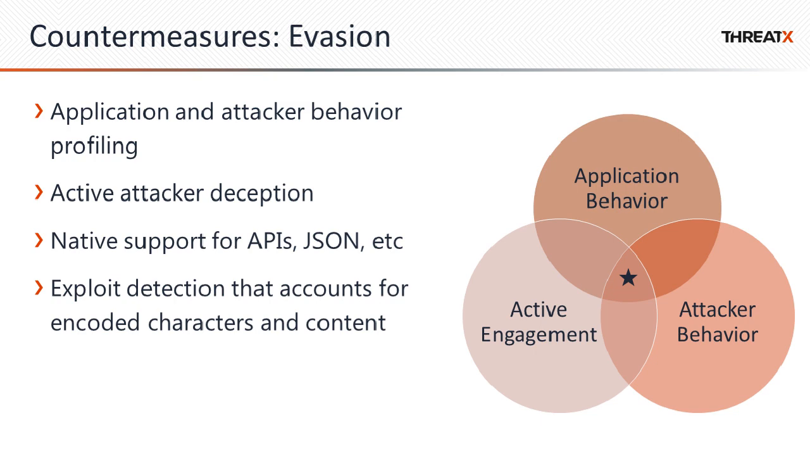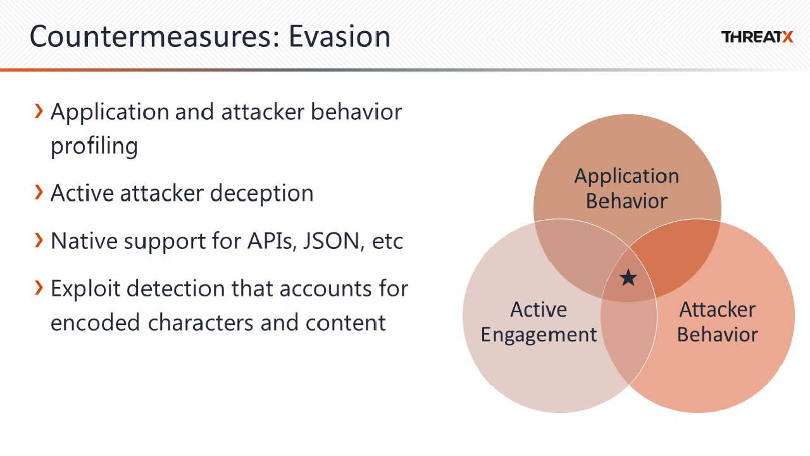So being able to fingerprint, deceive, tar pit, interrogate, and watch them as they're traversing different IP addresses. All these things together will give you comprehensive countermeasures for these types of things. And again, also having native support for APIs, whether it's JSON, XML, even WebSockets, to be able to see these types of things.